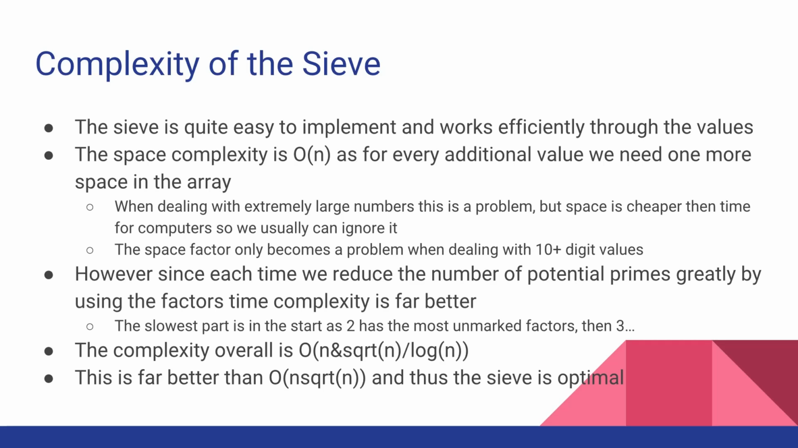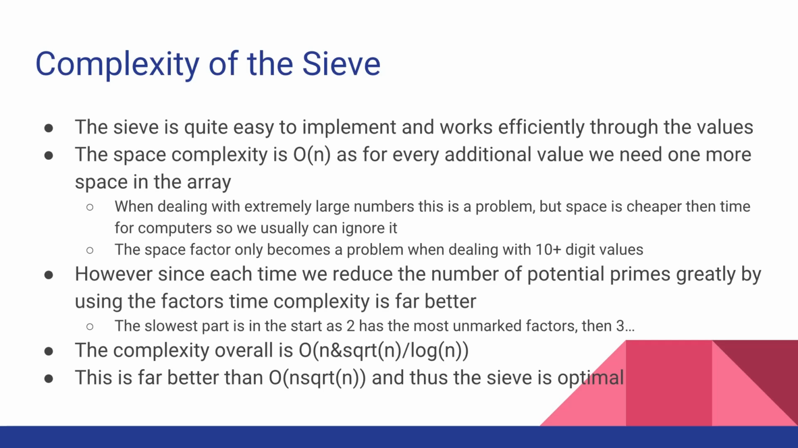Remember, space complexity is another type of efficiency we care about. This is good for now at a space complexity of linear time because space and memory are much cheaper, as we've discussed, than time itself. But when you're working with extremely large numbers, this can be a problem. However, most of the time, because space is so much cheaper and easier to manipulate than time, we ignore it. The space factor really only becomes a problem on consumer systems when you're dealing with 10 plus digit values, because at that point it requires so much space that many times the memory won't be able to hold it.